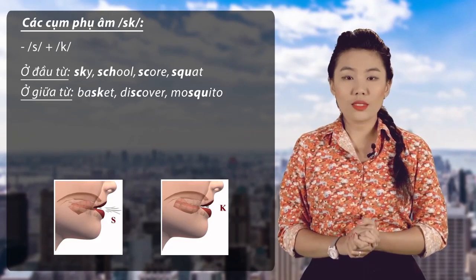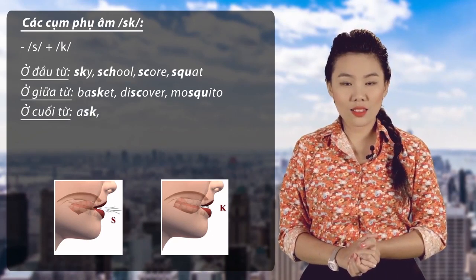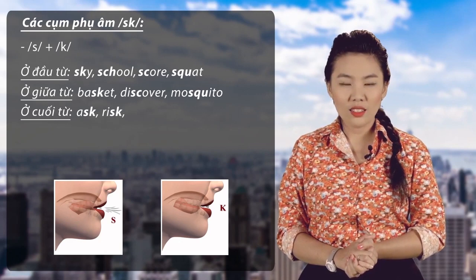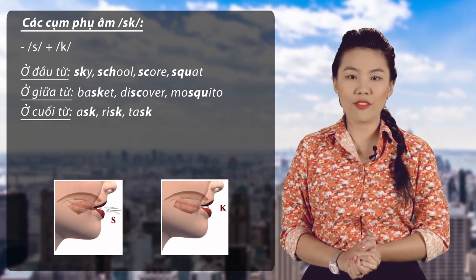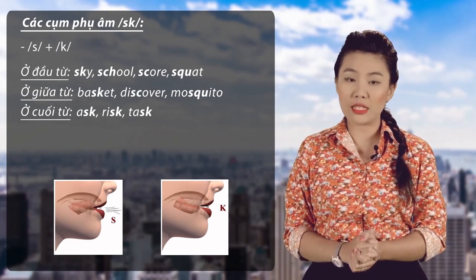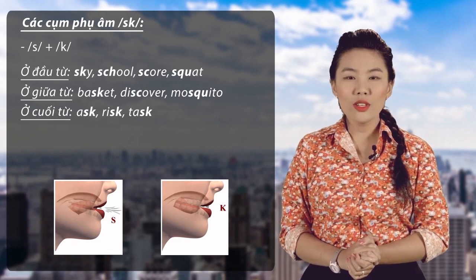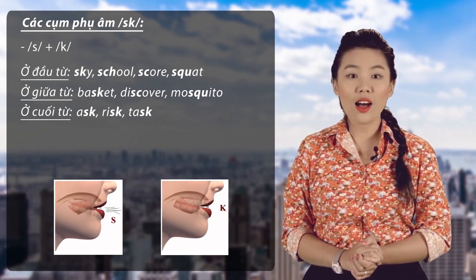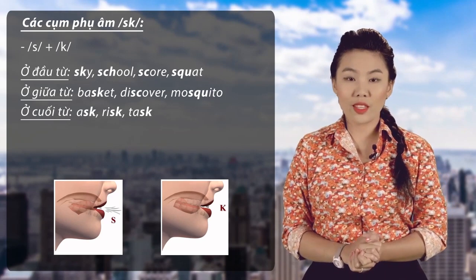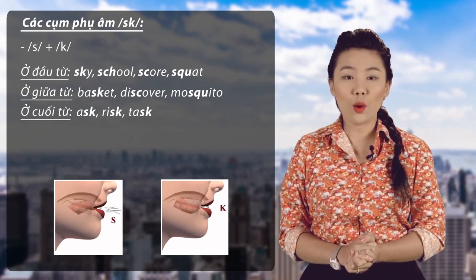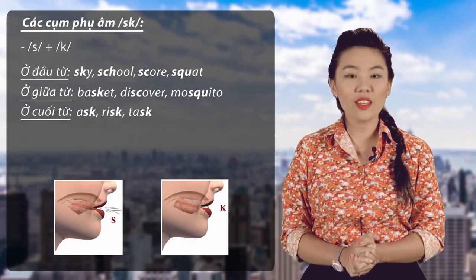Và các tổ hợp sk ở cuối của từ, chẳng hạn như ask, risk, task. Chúng ta nói âm s dài và sử dụng thời gian đó để chuẩn bị cho âm k. Ask, risk, task. Tạm dừng video này và thực hành nói những từ này với tổ hợp phụ âm một cách chính xác. Tạm dừng video tại đây.